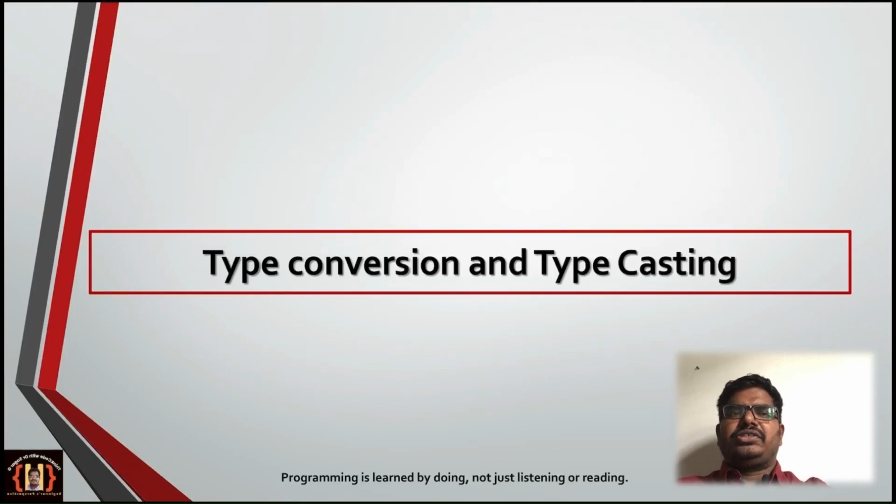Ever had your C code throw unexpected results and you just could not figure out why? It might be a silent killer: type conversion. In this video, we are diving deep into implicit versus explicit type conversions.